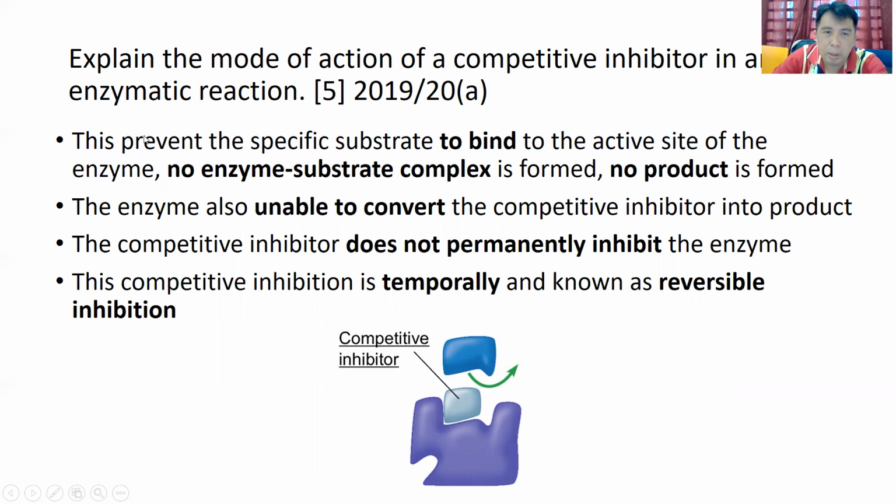You must have this, because the binding of the competitive inhibitor to the active site prevents the specific substrate from binding to the active site. So no enzyme-substrate complex is formed and no product is formed. And then the enzyme is also unable to convert the competitive inhibitor into product. Then the competitive inhibitor does not permanently inhibit the enzyme. As I told you just now, they bind non-covalently, they bind temporarily. So this competitive inhibition is temporary and known as reversible inhibition. Every point that I show here is important. See, simple, compact.